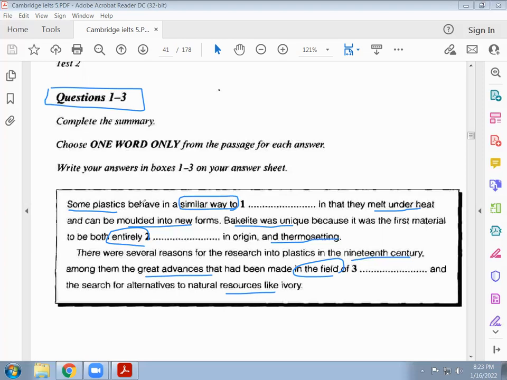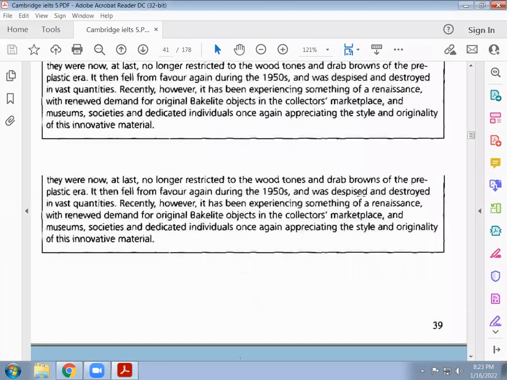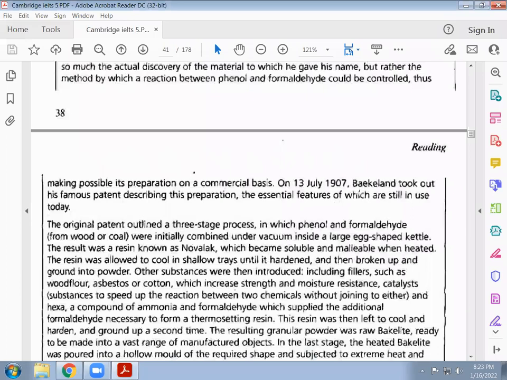You need to search one sentence that is giving you the maximum of your keywords. So you have the keywords: plastic, melt under heat, molded into new forms. So I'll take you to the passage. You will search with me these keywords.